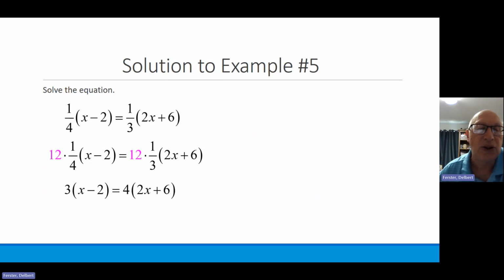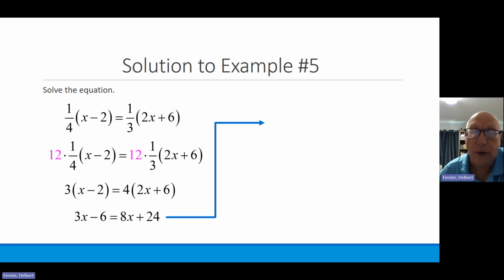And we're going to get something that looks like 3 to distribute on the left, 4 to distribute on the right. And we're going to be okay. We're not scared now. There's your distributive impact, 3 times x, 3 times negative 2, 4 times 2x, and 4 times 6. All right. Oh, another cool arrow.